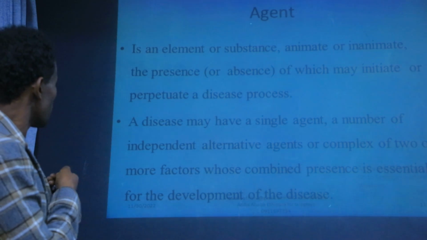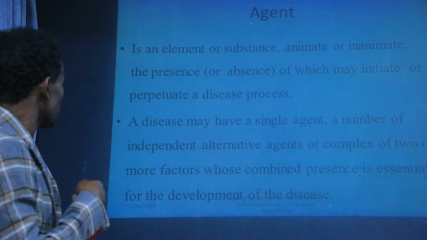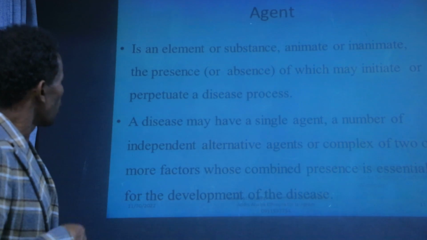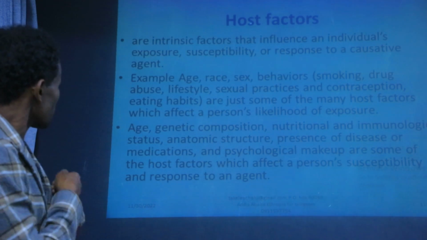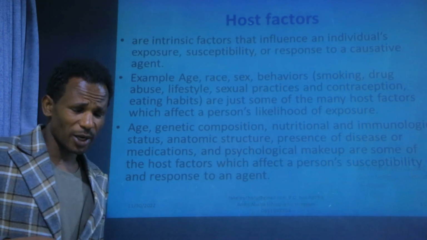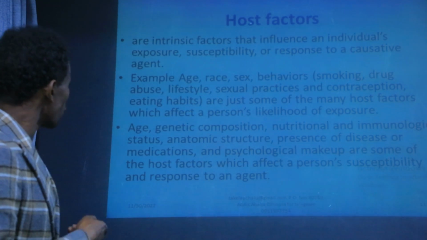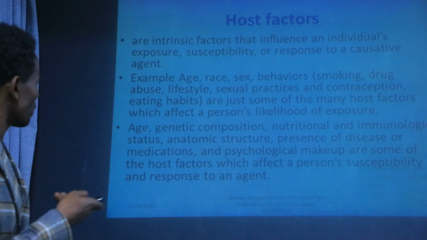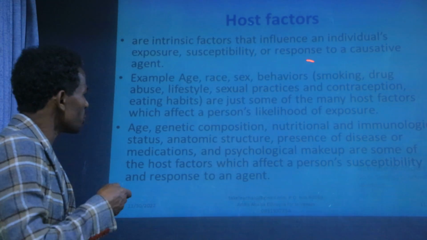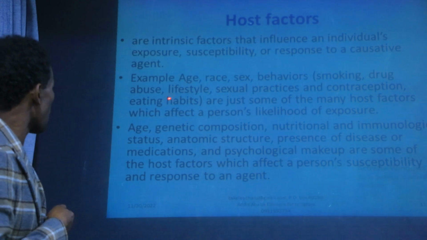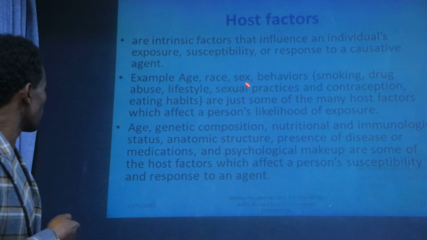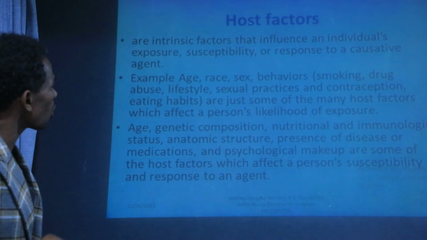Very beginning of it is an element, especially the absence or presence of this process. And the next one is the intrinsic factors that influence individual exposure susceptibility, a matter of response to the causative agent, for example age, race, sex, and behavior, which means smoking, drug abuse, or lifestyle, especially sexual practice, contraceptive use, and eating habits. This here is all about the host.